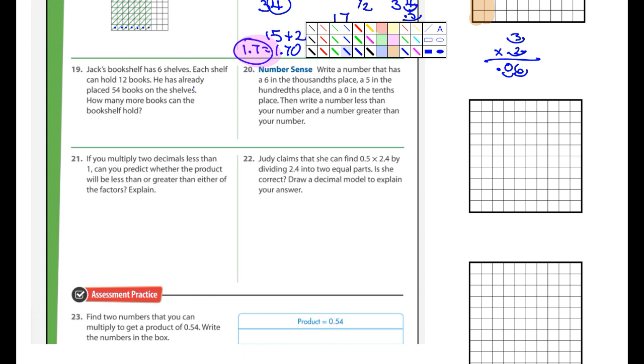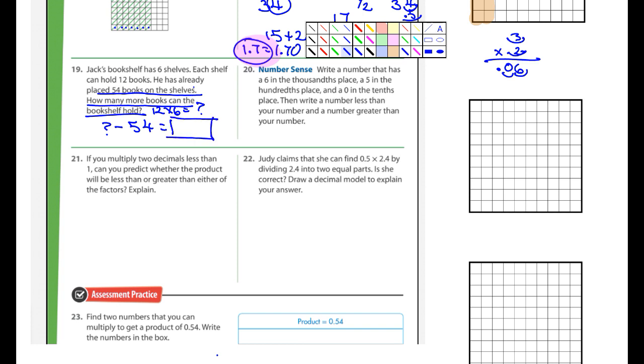Number 19 says Jack's bookshelf has 6 shelves. Each shelf can hold 12 books. Well, what's that going to be? That's going to be 12 times 6 equals something. He already has placed 54 books on the shelves. How many more books can the bookshelf hold? Well, whatever the answer is, I'm going to leave it as a question mark. You'll have to figure out what 12 times 6 is, and you're going to subtract 54. And then you will have your answer.